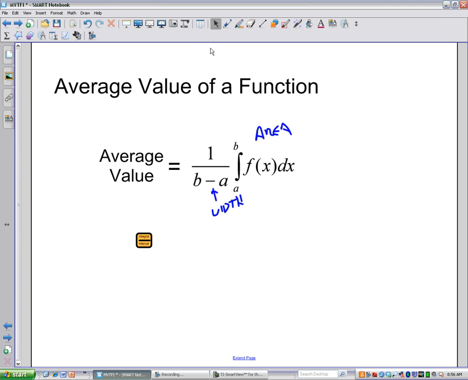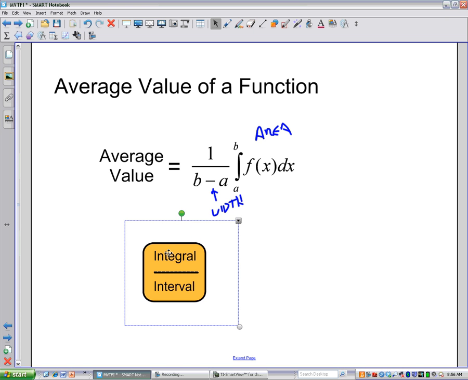So what I tend to say is, if you're doing an average value, you do the integral and you divide it by the interval. The integral, that's this part, divided by the interval, that's the width. Integral over interval, average value. Say it with me. Integral over interval, average value.